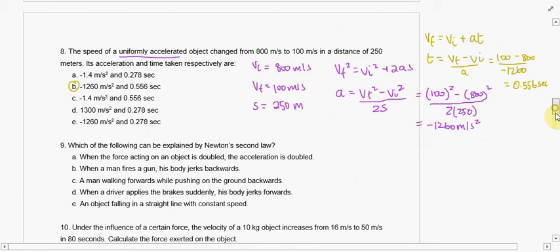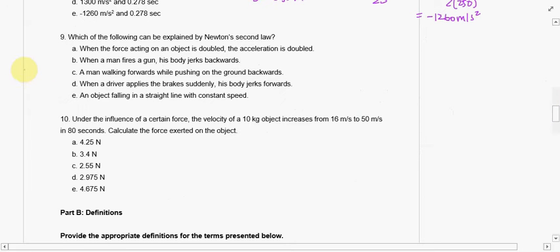Solved. 2 more left. Okay, which of the following explains Newton's second law? So let's just write Newton's second law down. Newton's second law states that the sum of all forces is equal to the mass times the acceleration, right? So in other words, the sum of forces acting on an object is going to be proportional to the acceleration that the object tends to experience.